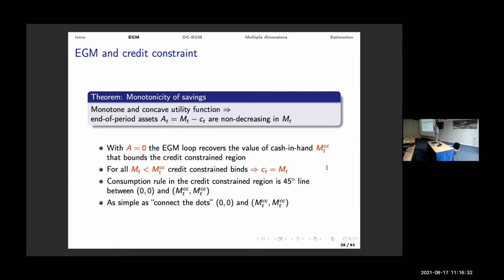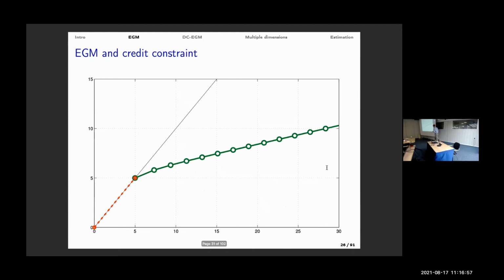Of course, because the Euler equation only applies to interior solutions, I should have said that. That actually gives us that point where the credit constraint coincides with the Euler solution, with the interior solution. And that defines this point of wealth to the left of which you know you're credit constrained. You know that because of this monotonicity of the savings function, if you find that one point which corresponds to zero savings, the EGM will then produce other points.